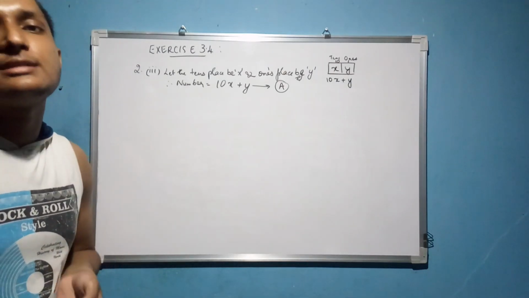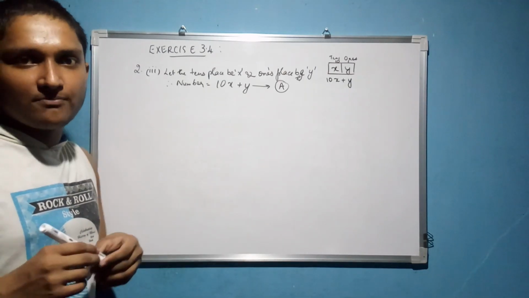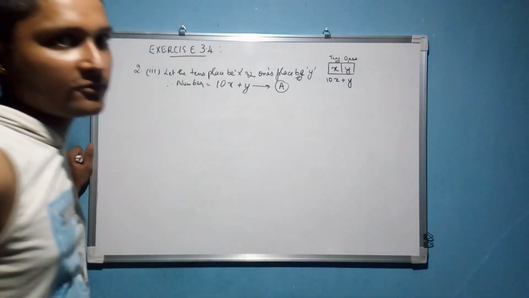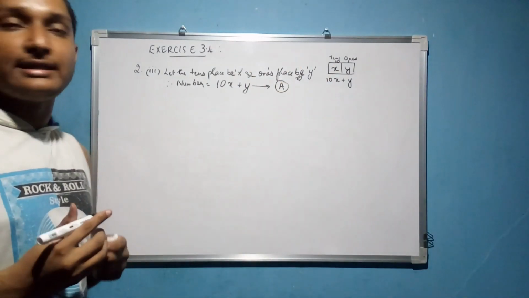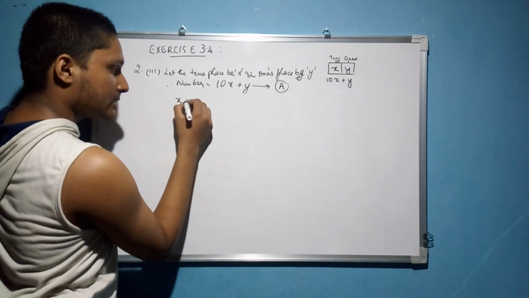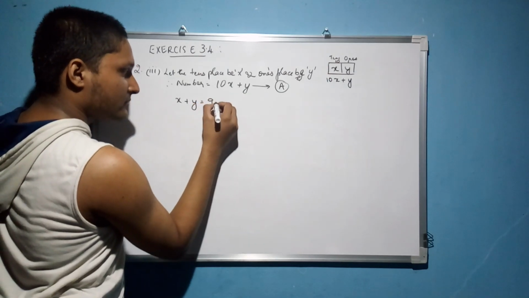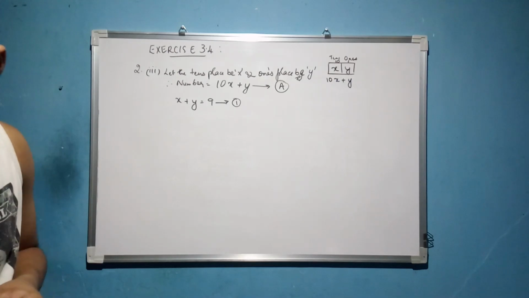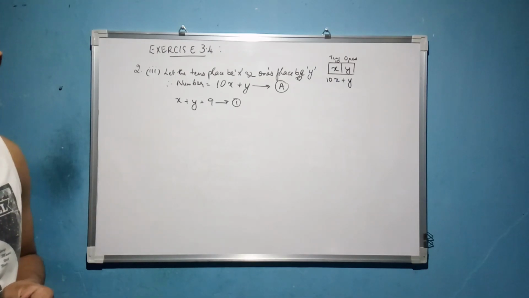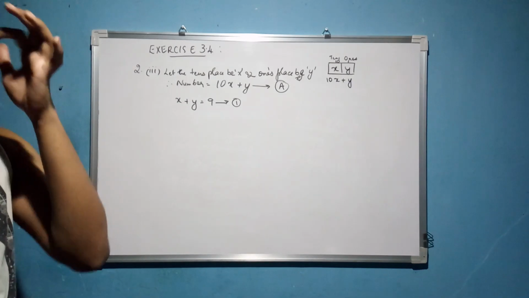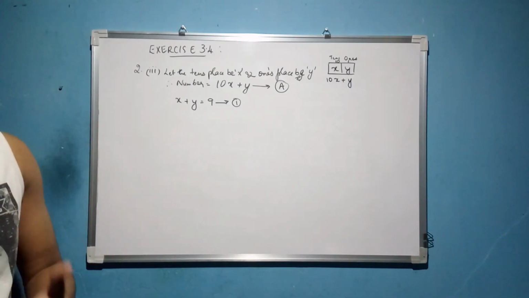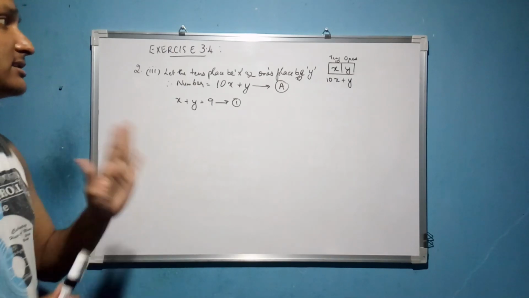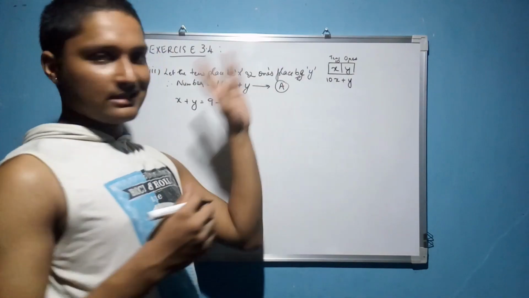So the first part of the question says the sum of the digits comes to be 9. So sum of the digits, I mean only the face value. Face value is x only, not 10x. So that is x plus y is equal to 9 is the first case given. Okay, now we have the second part of the question. The second part of the question says 9 times the number is twice the number obtained by reversing the order of the digits. It's a complicated sentence. So this is the number.